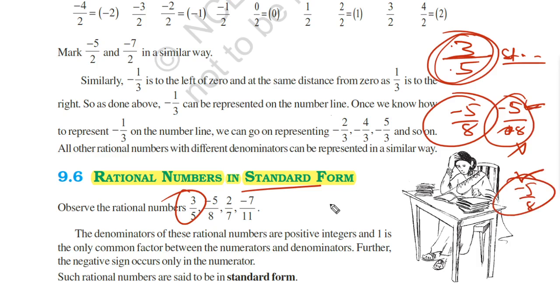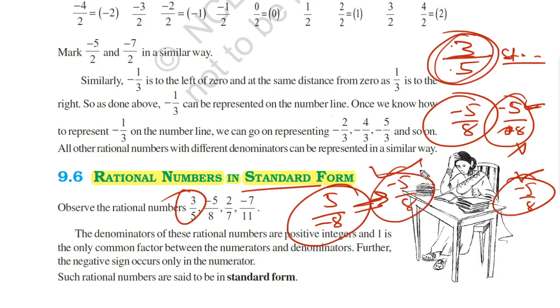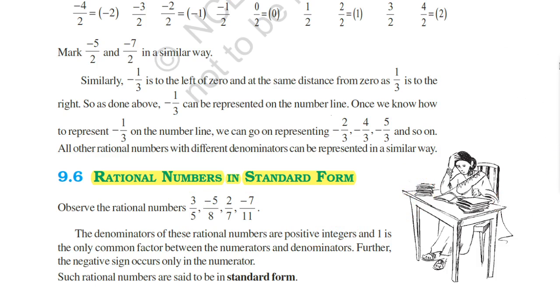If the rational number is like 5 by minus 8, we have to convert it: 5 by minus 8 is equal to minus 5 by 8. Basically both are the same. So this is all about standard form.